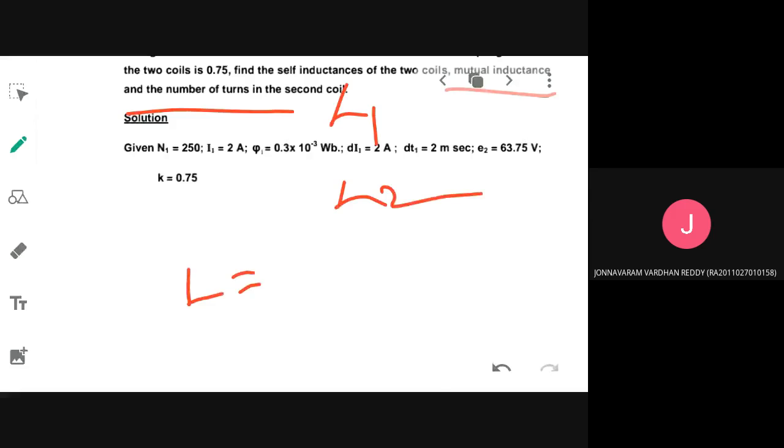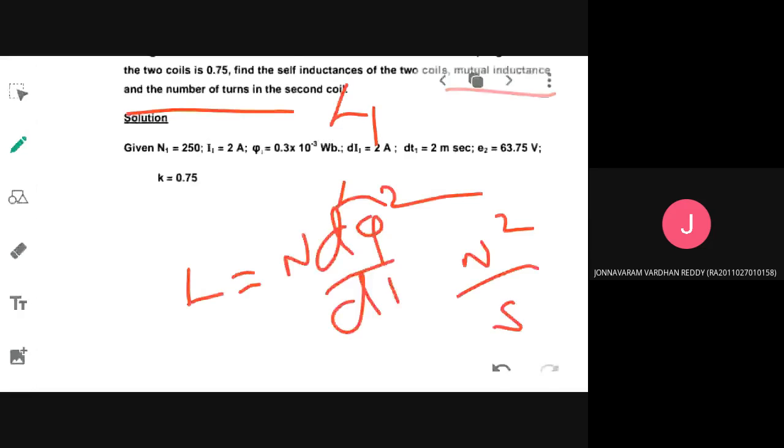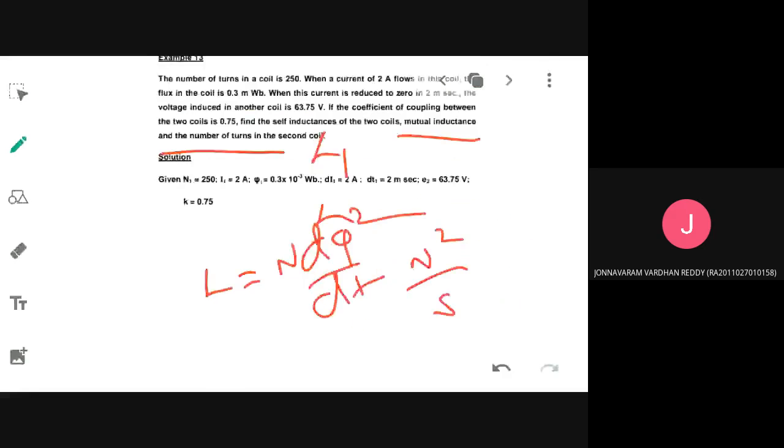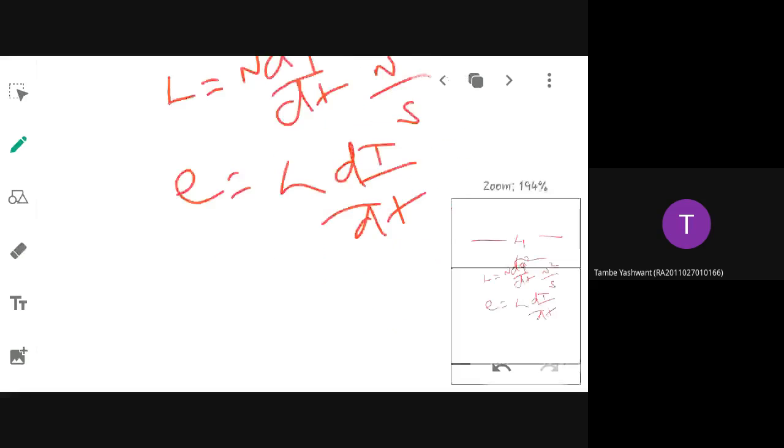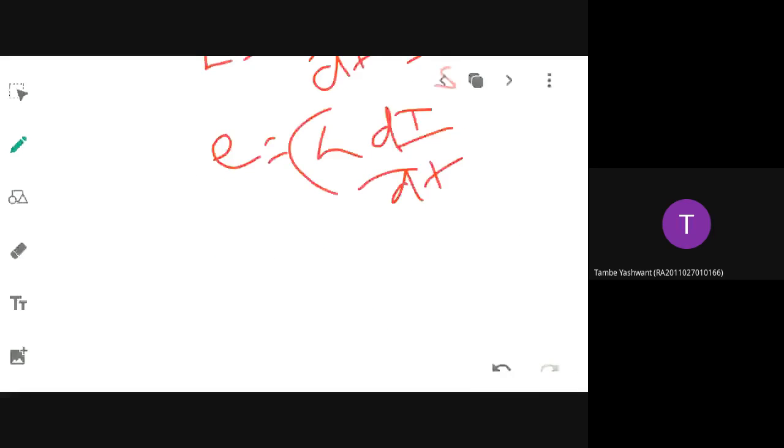One is N into N dφ square by dx, divided by S. What is the other formula? N into dφ by dI. N into dφ by dt. But one more formula from Faraday's law of electromagnetic induction is the self-induced EMF, which is L into dI by dt. So if you replace this L by M, that will become the mutually induced EMF also.